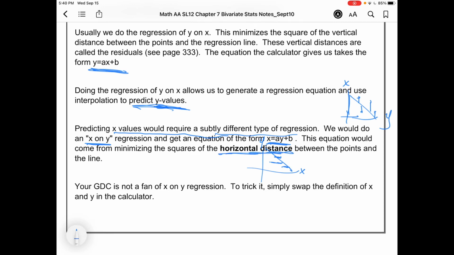Your GDC hates this idea. And I kind of hate this idea too, like the thing that you want to predict should probably be on the y-axis. Why not just relabel everything? But every now and then the IB gets nitpicky on this. Let's be clear that the thing we did before, the y on x regression, that's really the most important one. So your GDC is not a fan of x on y regression. To trick it, we swap the definition of x and y in the calculator.